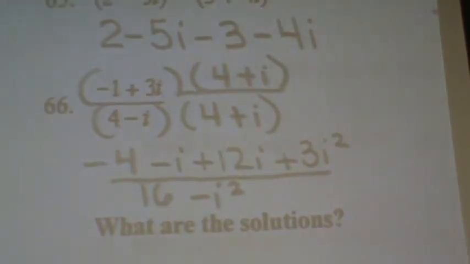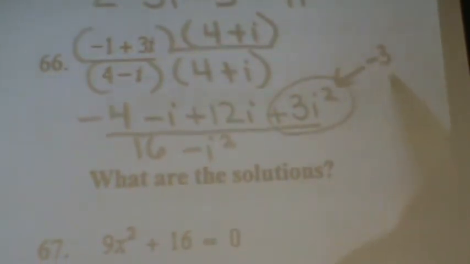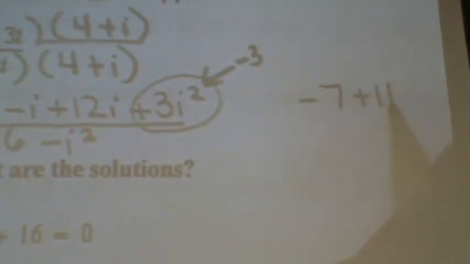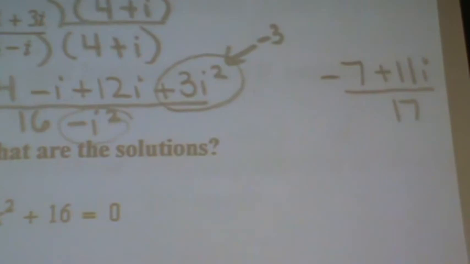Over 4 times 4, which is 16. The next two cancel out, and then you have minus i squared. Now, do you remember what i squared equals? Negative 1. So this is gonna become a positive, negative 3. And what's negative 3 and negative 4? Then add these two up, you get 11i. And then in the bottom, 16 and 1 is 17. There's your answer.